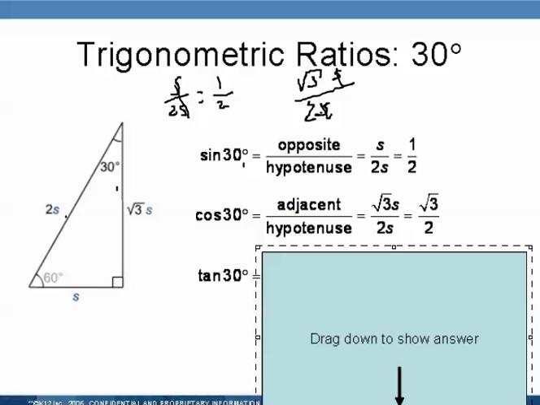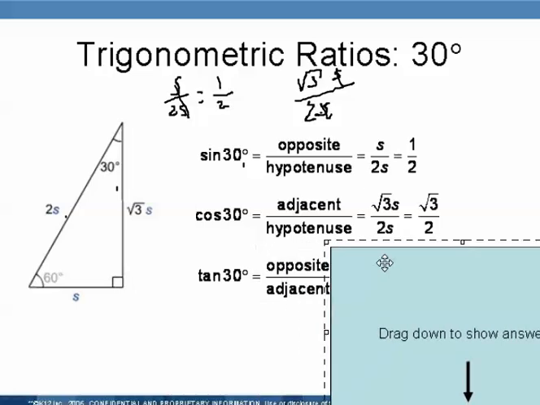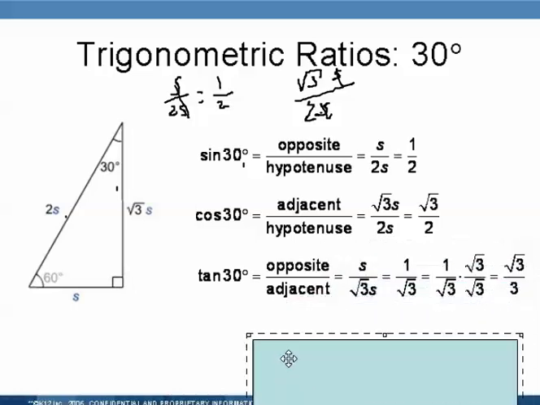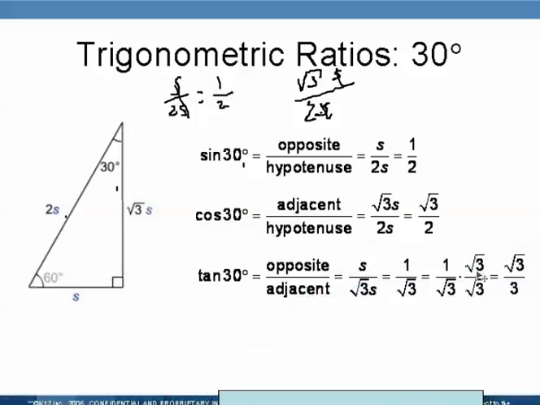The s's still cancel each other out, and I will get the square root of 3 over 2. Now, for my tangent of 30 degrees, it's the opposite divided by the adjacent. Opposite divided by adjacent. Yeah, so you've got to make certain you know. S divided by square root of 3 s. I'm going to have a square root of 3 in the denominator. Not going to like that, so I multiply by square root of 3 over square root of 3. And I wind up with square root of 3 over 3. That is my tangent.